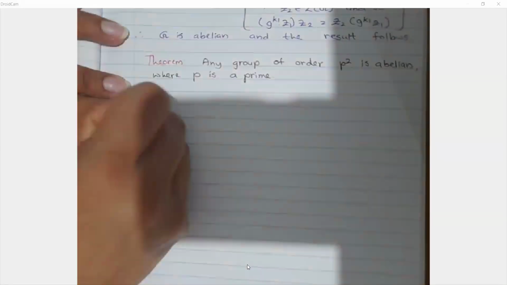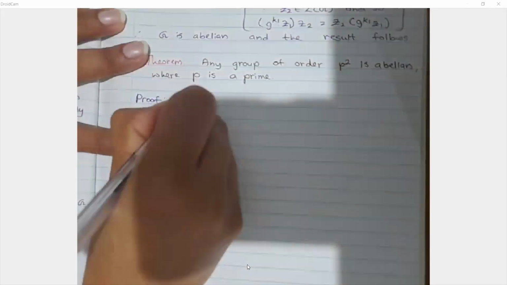Where p is a prime. Right. So we have a group G of order p squared. In other words, it's a p group by definition, right?